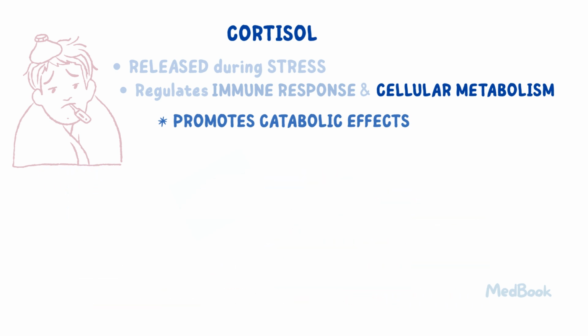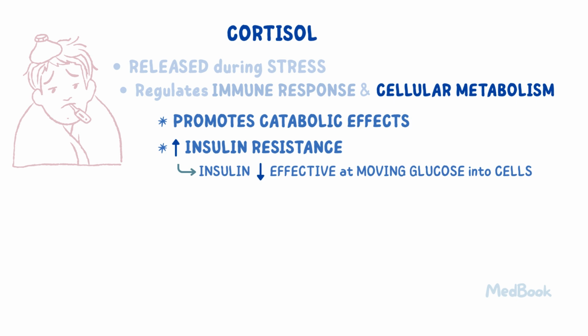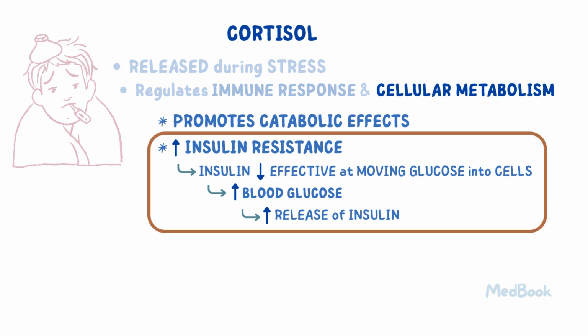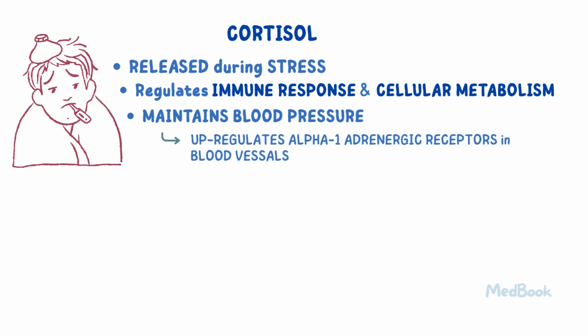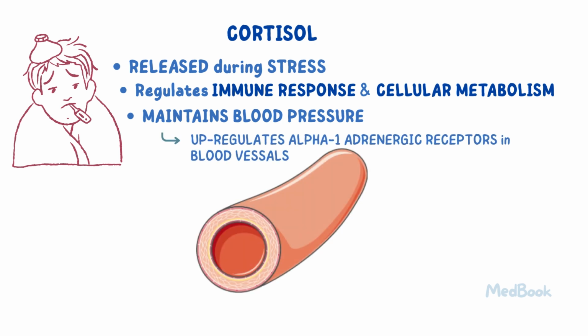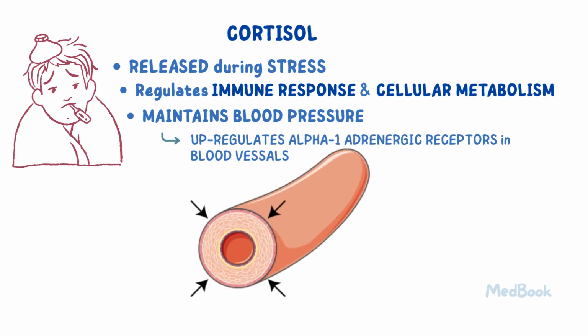High cortisol levels also increase insulin resistance in tissues, which means that insulin becomes less effective at moving glucose into cells, leading to an increase in blood glucose levels. The increased glucose level also stimulates the release of more insulin. And because this is similar to what happens in people with diabetes, this effect of cortisol is called diabetogenic. The end result is we have a lot more glucose in the blood, which can be used as fuel during times of stress. Finally, cortisol also plays a role in maintaining blood pressure levels, since it upregulates alpha-1 adrenergic receptors in blood vessels, which causes vasoconstriction.